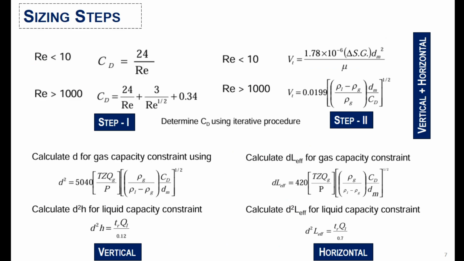In continuation to the sizing steps, we determine the drag coefficient, which is called CD, in step 1 using iterative procedures, and then in step 2 we calculate the terminal velocity. In the next steps, we calculate the gas capacity constraint and the liquid capacity constraint for a vertical or a horizontal separator using these formulas.